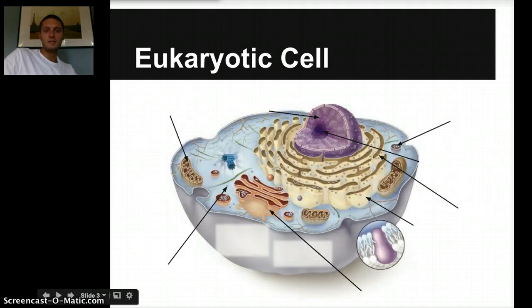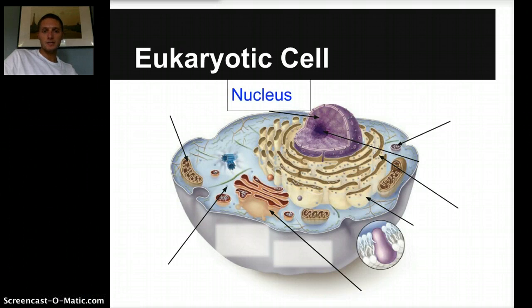Let's take a look at some of the structures that you're required to know for eukaryotic cells. The first is obviously the nucleus, as we just discussed. This is the region where the DNA is kept, and so here is our nucleus, this large purple sphere in our image, and here are some pores within the membrane that allow RNA to enter and leave the nucleus, and this is basically where the DNA is kept within the cell.